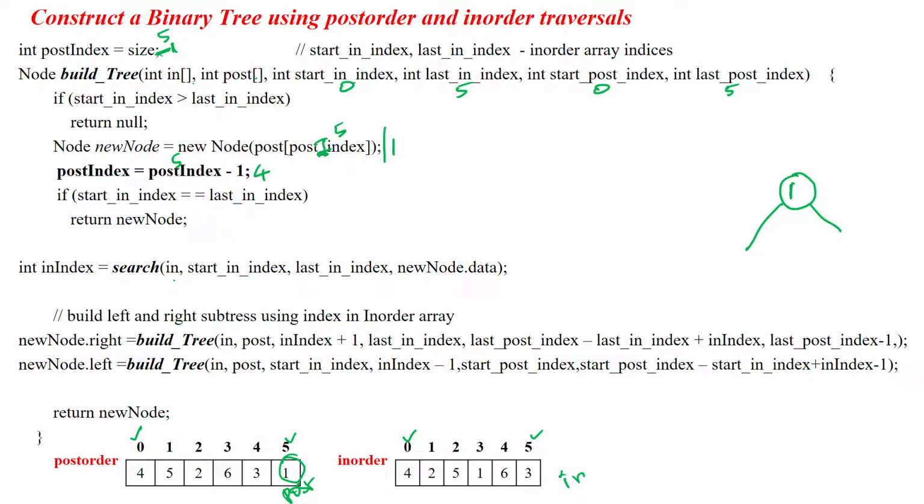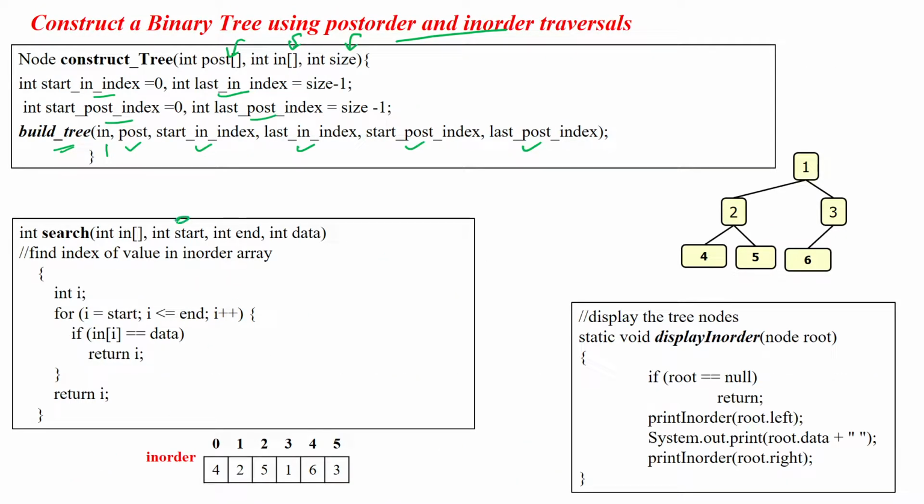Now we are checking the location of our new node in the in order array. In order array we have to read from left to right. When you are reading the data left to right, we have to search the element new node dot data. New node dot data is 1. From 0th index to last index we will search the position of new data. So here from the starting index to end index, searching the data 1.